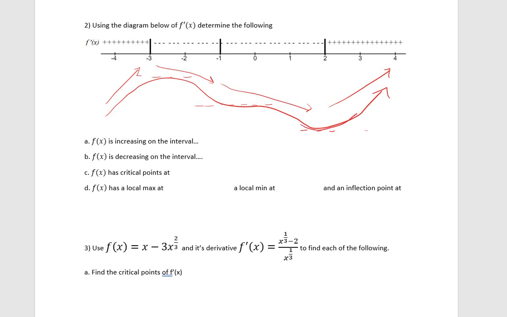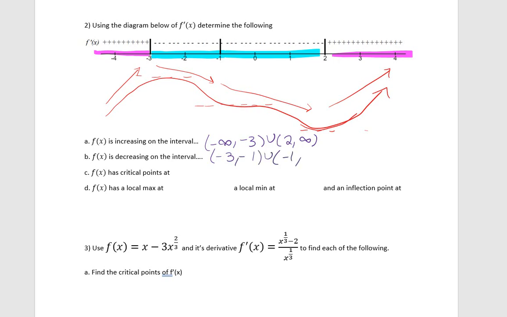Okay? So first, f is going to be increasing on these positive intervals. So it's going to be increasing here and here. I'm going to say it's going to be increasing from negative infinity until I hit negative 3, and from 2 to infinity. The intervals where it's going to be decreasing are from negative 3 to negative 1, and from negative 1 to 2. So negative 3 to negative 1, and negative 1 to 2.